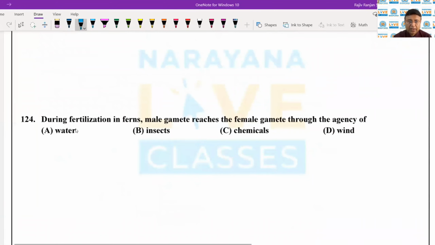Let's now just move over to question number 124. During fertilization in ferns, male gamete reaches the female gamete through the agency of... Of course, water is the correct answer. Insect is absent. Chemicals are absent.